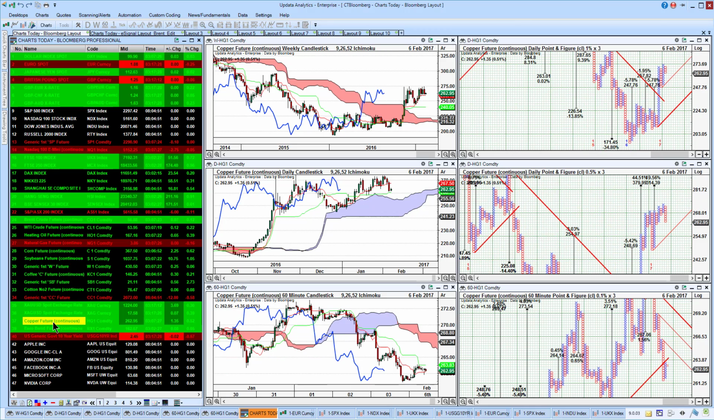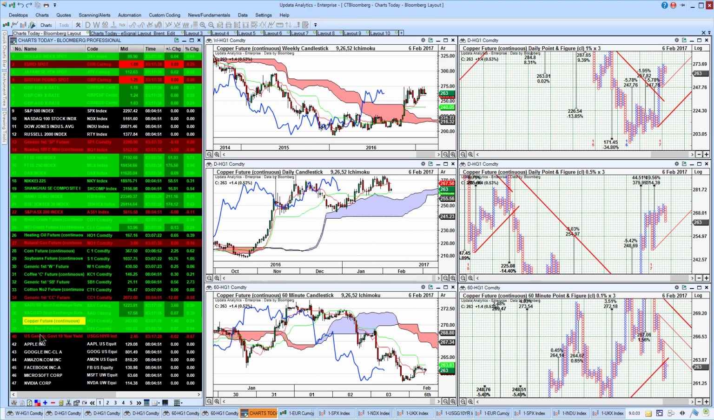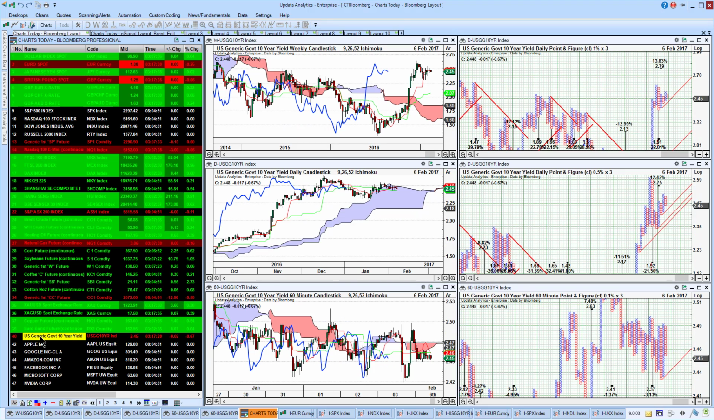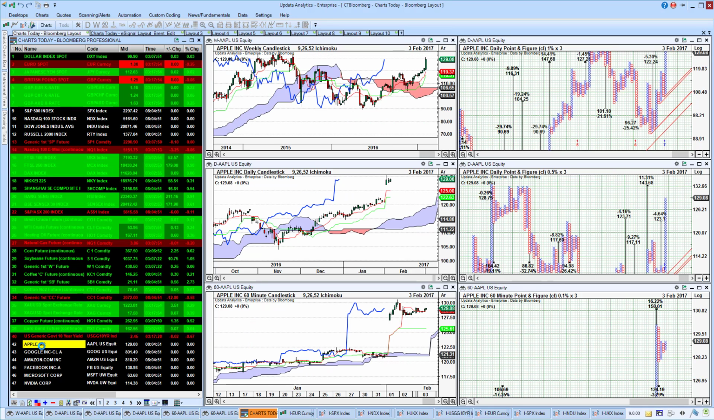Copper is bearish in the short term. Below the cloud, no clear downside targets to play for here, but the medium and long-term charts are still pretty bullish. Taking a look at the 10-year Treasury yield, we're just back below the cloud here, 2.45%. We really are just teetering in this 2.45, 2.50 area at the moment, but we do have the longer-term upside targets to play for.